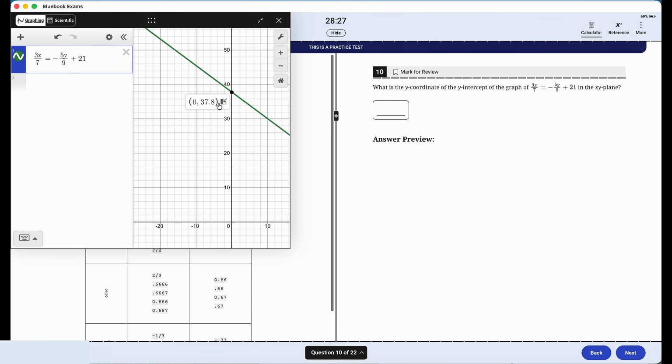Let me just make sure, it's a kind of weird looking number. Let me just make sure I entered it correctly. 3x over 7, negative 5y over 9, plus 21. All right, so that's it. It looks a little weird, but as long as you didn't type it in wrong, it's going to be correct. So 37.8.